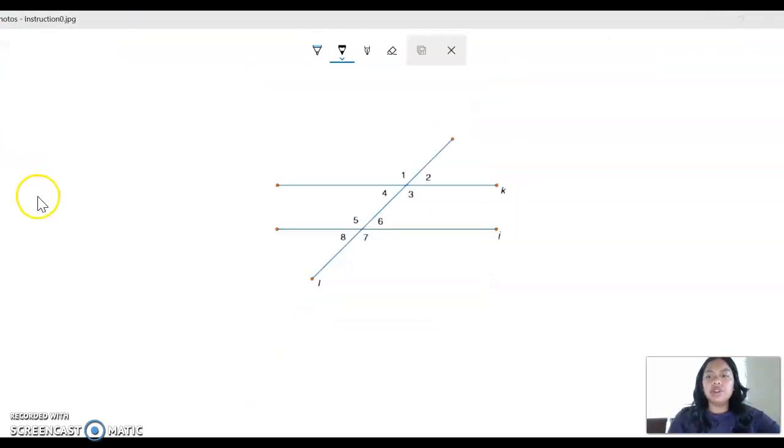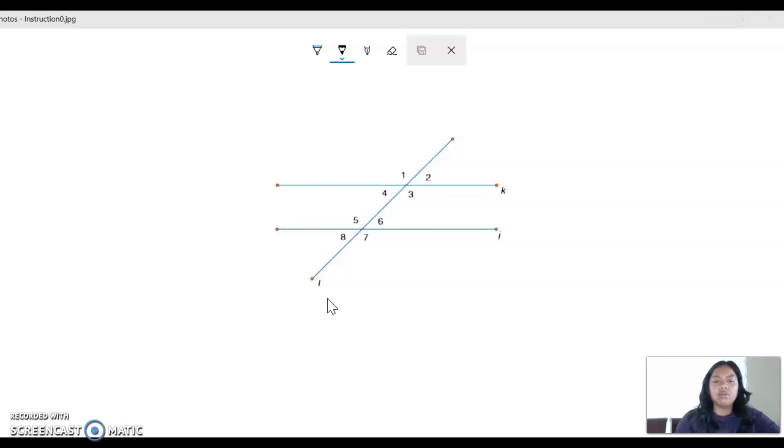Here's your parallel lines K and J again, and they're cut by this transversal, this line that cuts through them. When a transversal cuts parallel lines, we form a bunch of different angles that are congruent or angles that are supplementary to one another, so that linear pair makes 180 degrees.